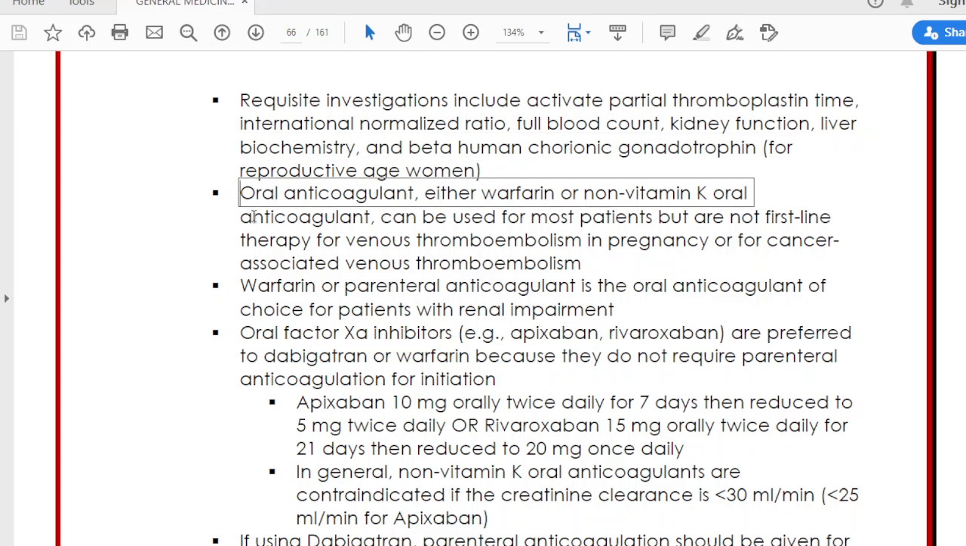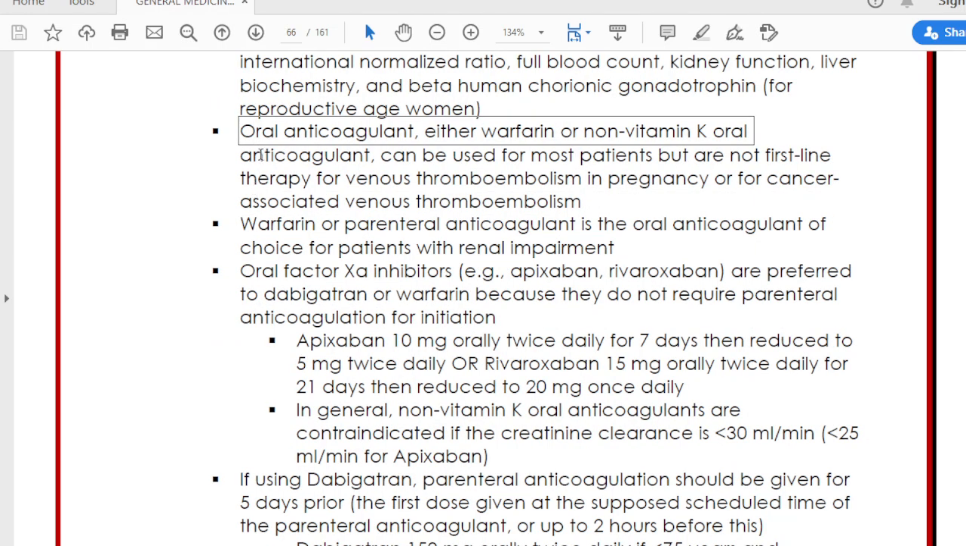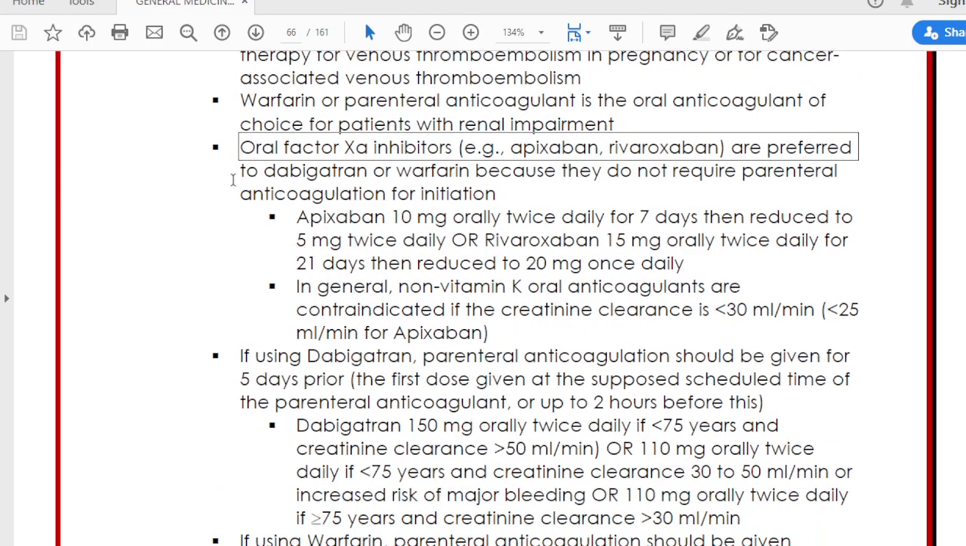Oral anticoagulant, either warfarin or non-vitamin K oral anticoagulant, can be used for most patients but are not first-line therapy for venous thromboembolism in pregnancy or for cancer-associated venous thromboembolism. Warfarin or parenteral anticoagulant is the oral anticoagulant of choice for patients with renal impairment. Oral factor Xa inhibitors, for example apixaban and rivaroxaban, are preferred to dabigatran or warfarin because they do not require parenteral anticoagulation for initiation.